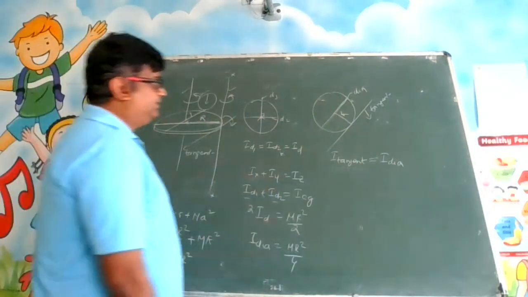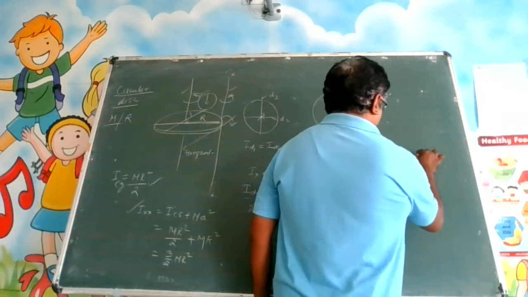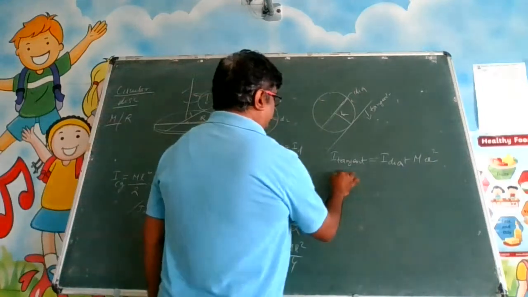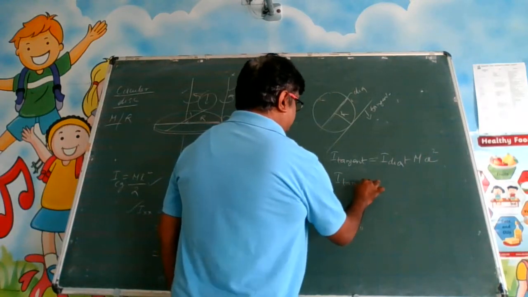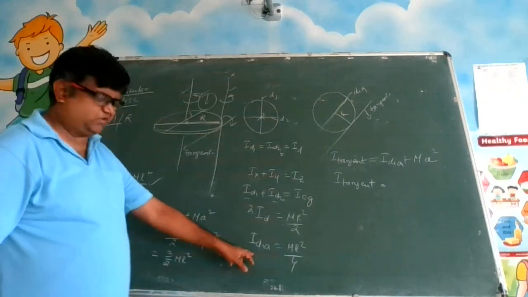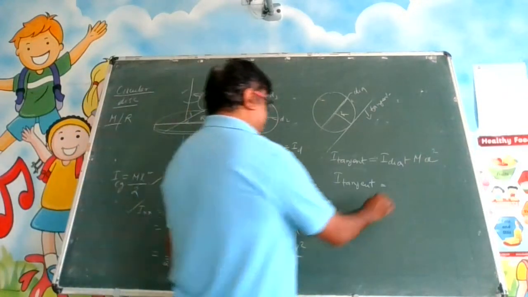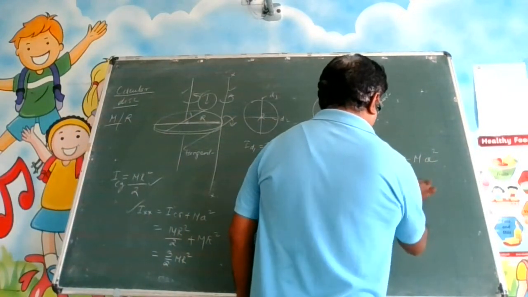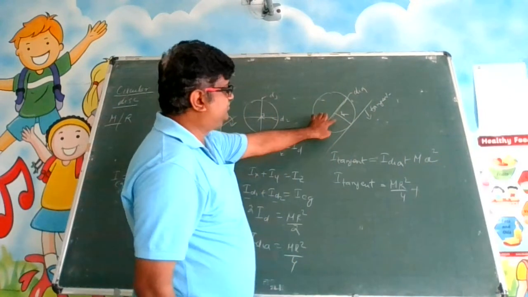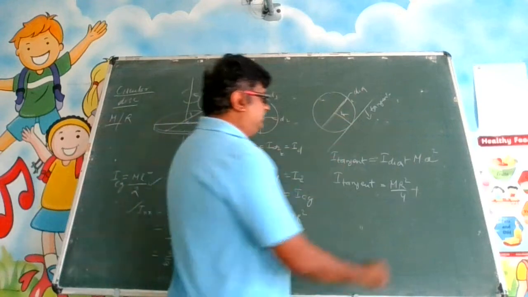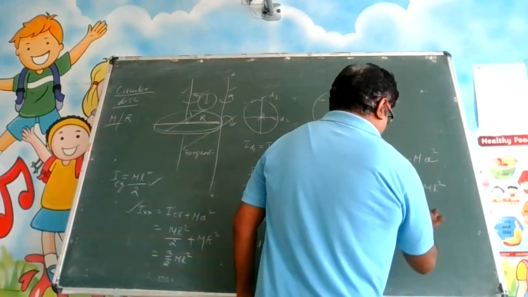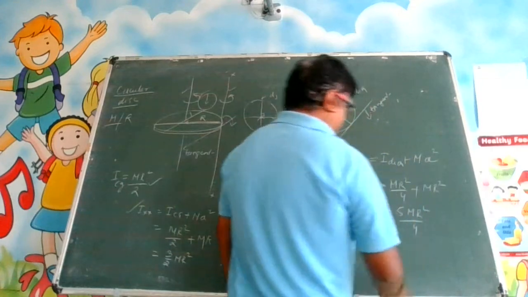Okay, I dia plus M into distance square. So I tangent will be equal to, what is I dia? I dia you already worked out, Mr square by 4, plus M into distance square. What is the distance? R. So it is Mr square. So it is 5 Mr square by 4.